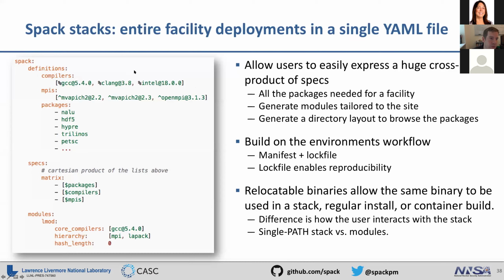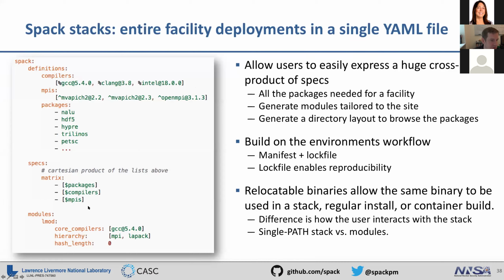And so what this does down here is you can say, okay, I have a set of specs. It's essentially the cross product of all of these lists up here. So basically every package in this list would be built with GCC and MVAPICH, GCC and MVAPICH 2.3, GCC and OpenMPI, Clang and MVAPICH, and so on. And so this is a much more concise description of that.